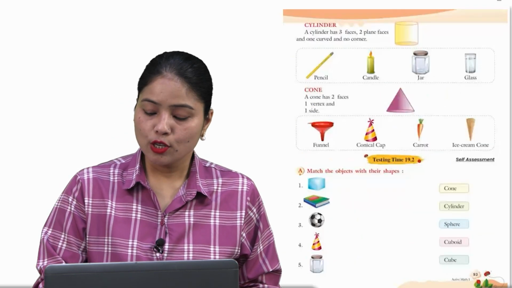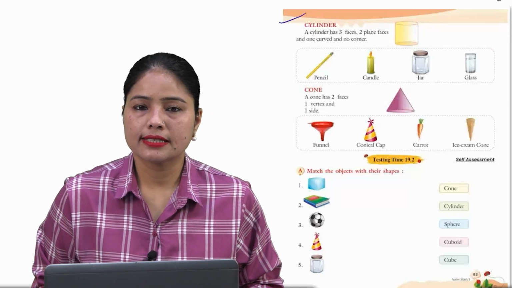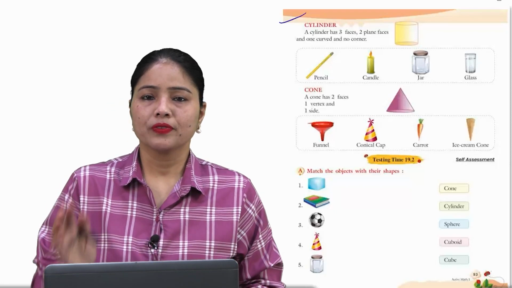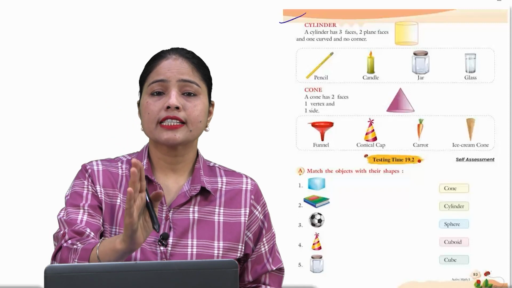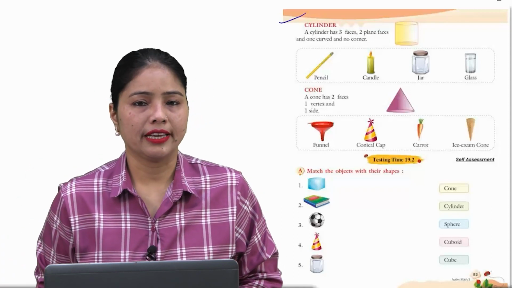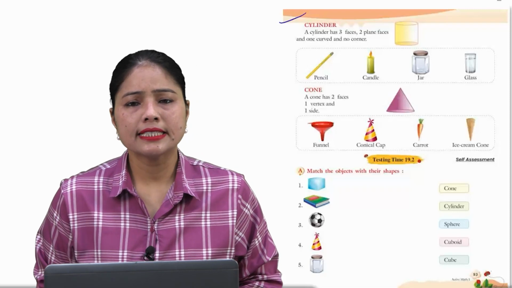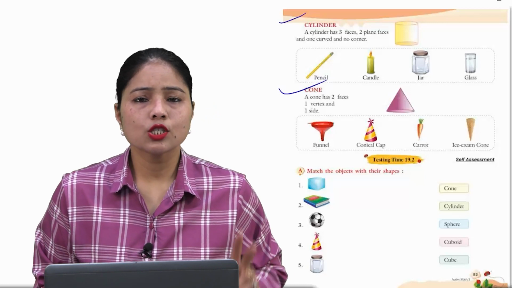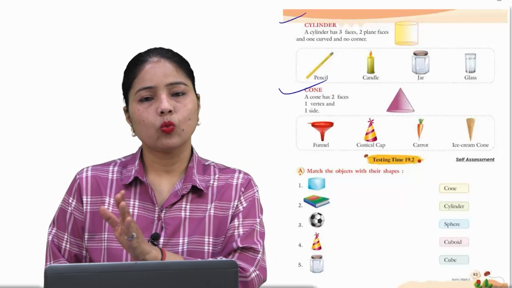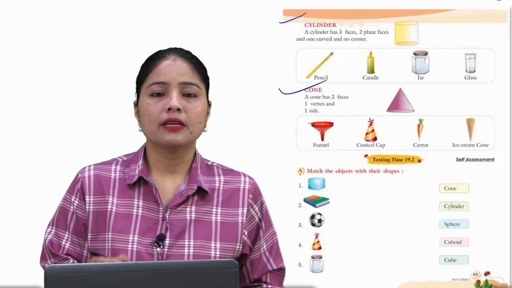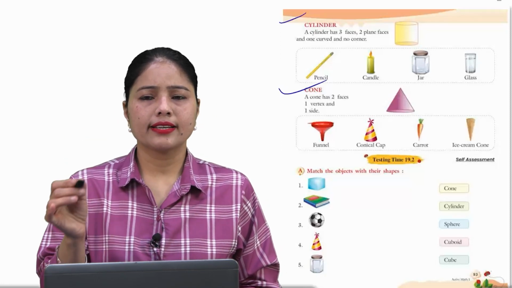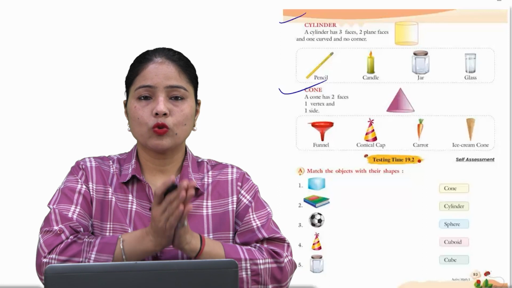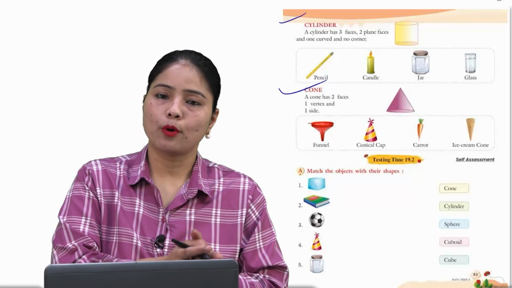Now just practice. Move on next shape which is cylinder. A cylinder has 3 faces, 2 plain face and 1 curved and no corner. 3 faces हो गए. ओके और उसके कोई भी कॉर्नर नहीं होते हैं. So these are the examples like pencil, candle, jar, glass etc. So now cone. A cone has 2 faces, one vertex and one side. Okay. So these are examples like funnel, conical tap, carrot, ice cream cone, etc. I hope you understood the whole concepts like which is cuboid, which is cube and what are their properties too.